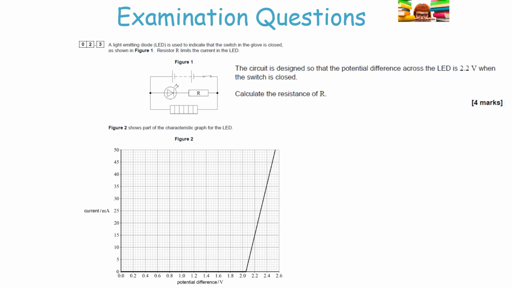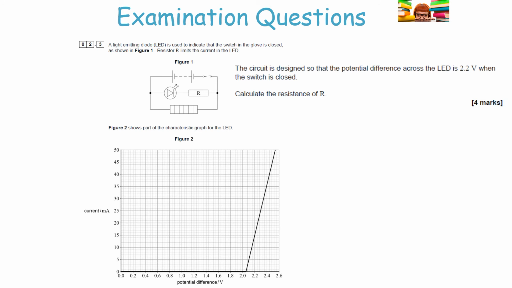Now the important thing to note is that that's the current going through the resistor, because the current going through the diode and the resistor in a series circuit in the same branch is going to be the same. So we know that the current is going to be 15 milliamps. But what's the potential difference going to be of the resistor, not the LED? Well, we hopefully remember that this is a setup of a potential divider.